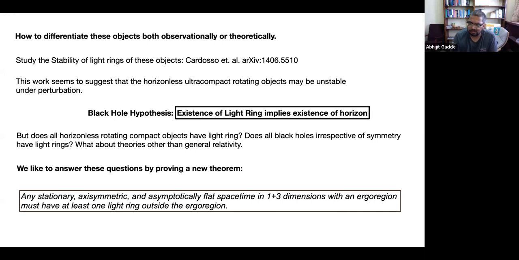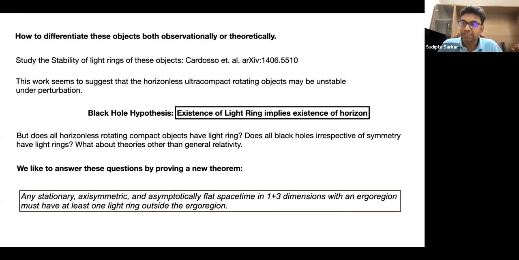All light rings are unstable? No. This is a good question, and it turns out that this is a very important question. What we can only prove is that there is a light ring. Whether the light ring is stable or unstable depends on whether there exist horizons.